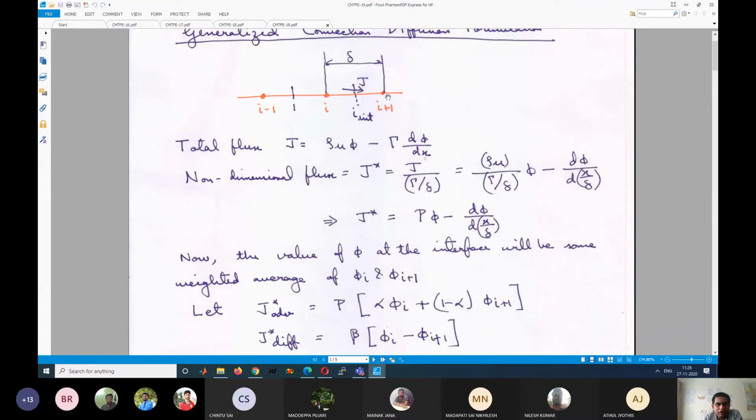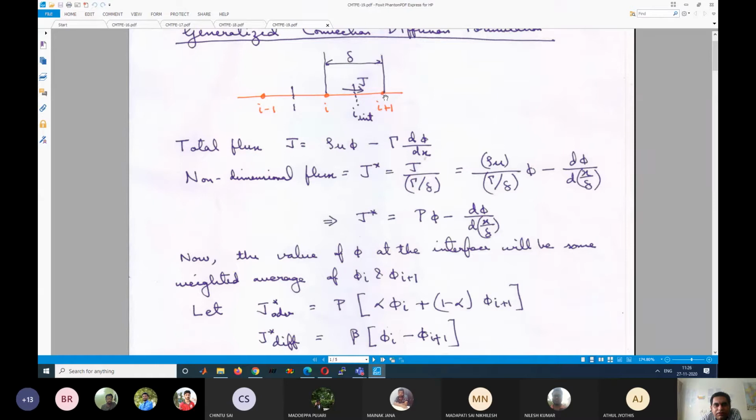So now at the interface, the value of the flux at the interface, what is flux? The advective flux, not the momentum flux, sorry, depends on the interface value of phi. So this will be some function, we don't know what function, but it is some function of the previous grid point and the next grid point, okay.